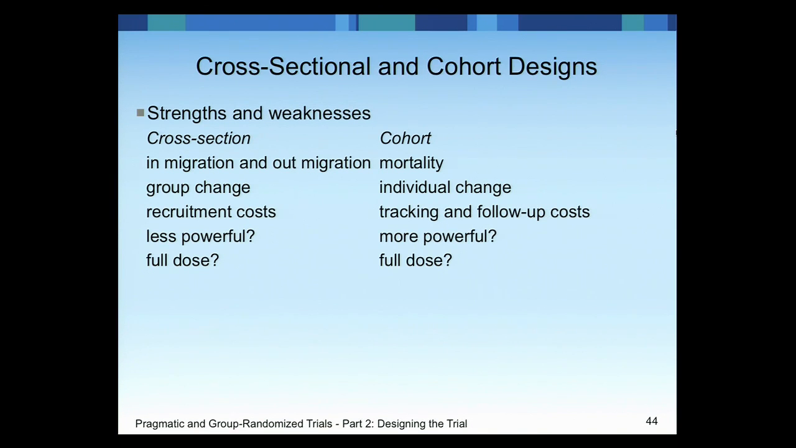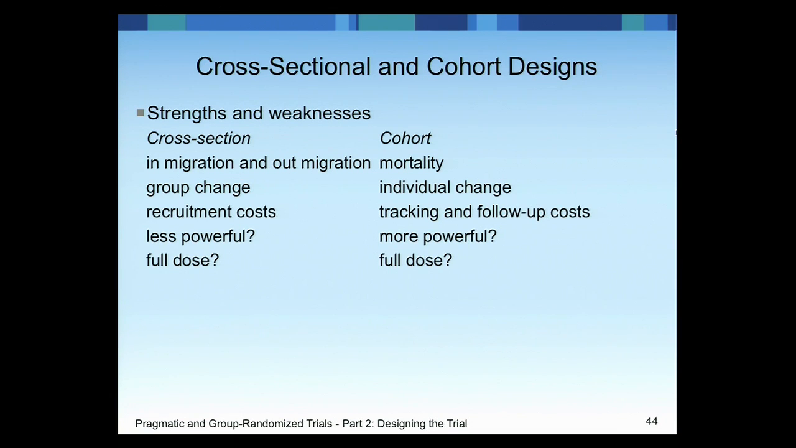Cross-sectional designs are good for looking at group change or population change. Cohort designs are good for looking at individual change or mediation. With cross-sectional designs, I have to recruit new members at each time point, so I may spend more on recruitment. In cohort studies, I have to follow the same people, so I have to track them, and I may spend money on tracking and follow-up, and that can get to be very expensive, especially with long-term follow-up.